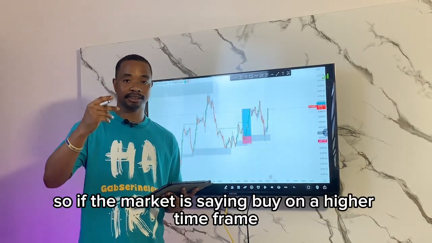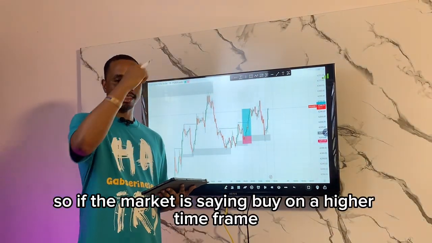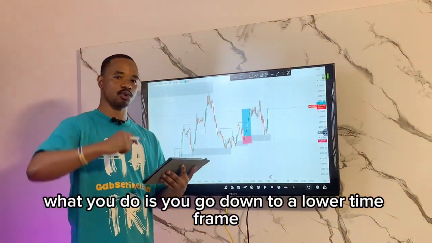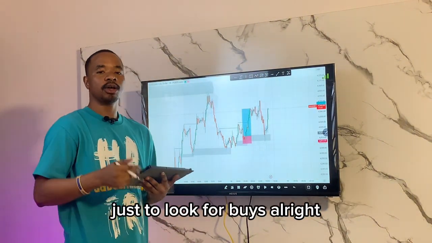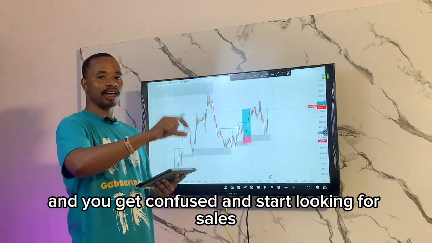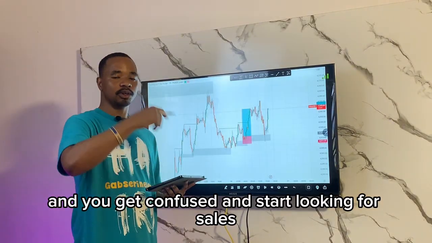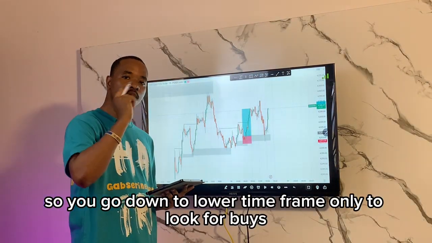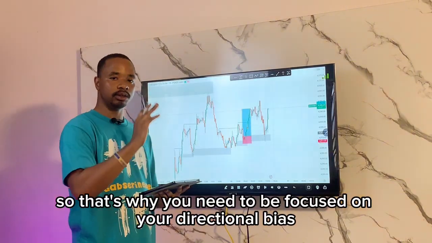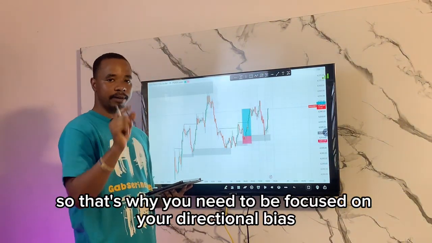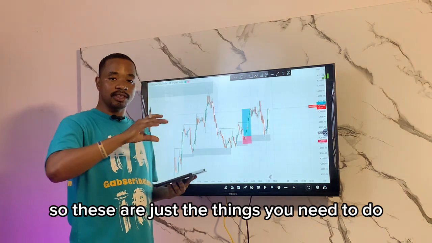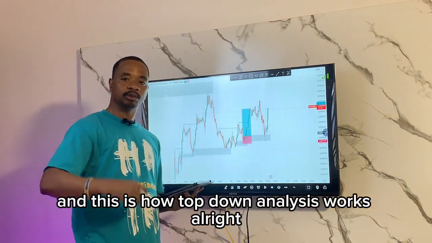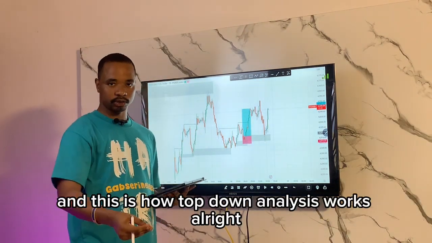If the market is saying buy on a higher time frame, what you do is you go down to a lower time frame just to look for buys. You don't go down to the lower time frame and get confused and start looking for sells. So you go down to the lower time frame only to look for buys. That's why you need to be focused on your directional bias of the market. This is how top-down analysis works.